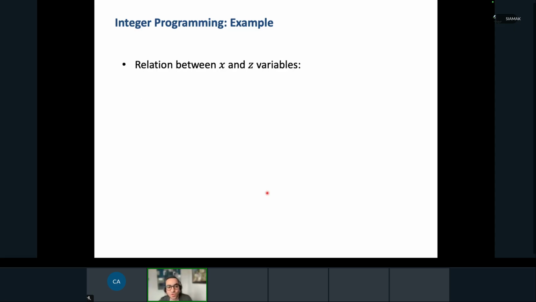How are we going to write the relationship between the x and z decision variables? x was the number of boxes to be produced, and z essentially shows how many of these boxes are used to satisfy itself or other boxes.